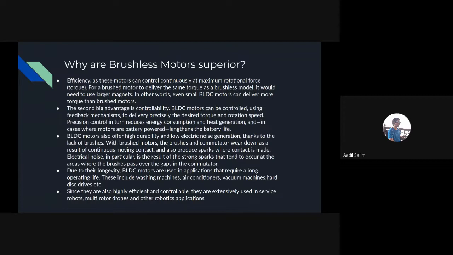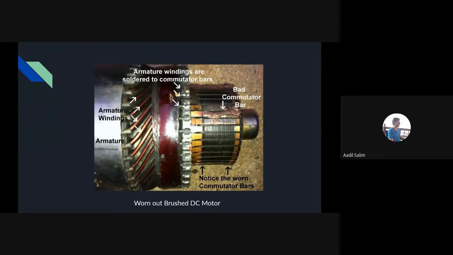So, moving on. This is a picture of a brushed DC motor. It's worn out. As you can see, the commutator. In the earlier example, we only saw three commutator segments, but here, as you can see, there are several, and one of them is very badly damaged because, as I said, a commutator is constantly in contact with the rotor, which will probably be rotating at a very high RPM, and over time, it's only natural that it'll undergo wear and tear. In this scenario, mostly you'll have to replace the motor itself.